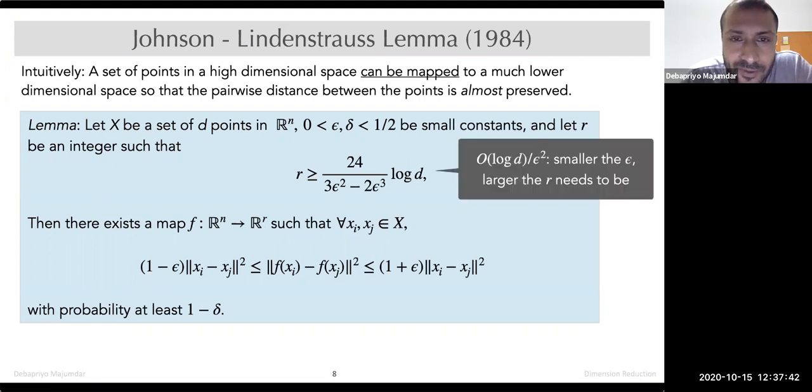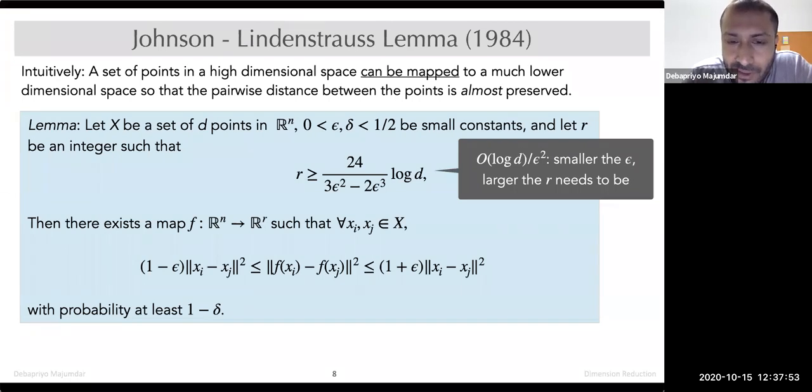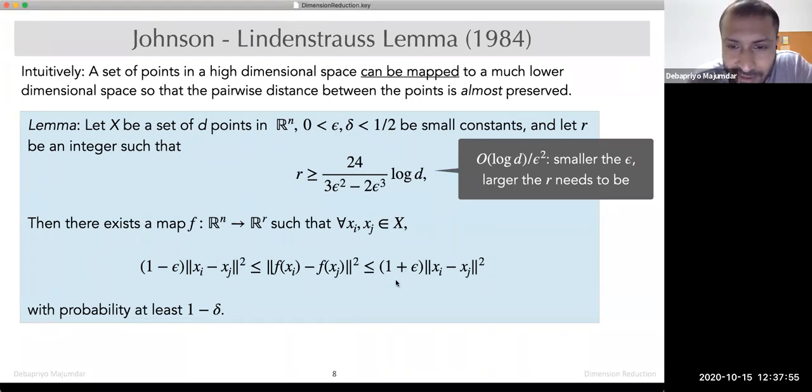Okay, so what is the relation between this epsilon, delta, and R? Obviously, smaller the epsilon, that means if you want the bound to be very tight or the error to be very low, obviously you cannot reduce it to a very small dimension. So the smaller the epsilon, the larger the R needs to be. This is order of log D by epsilon square, because epsilon square will dominate here. So the smaller the epsilon, the larger the R needs to be.